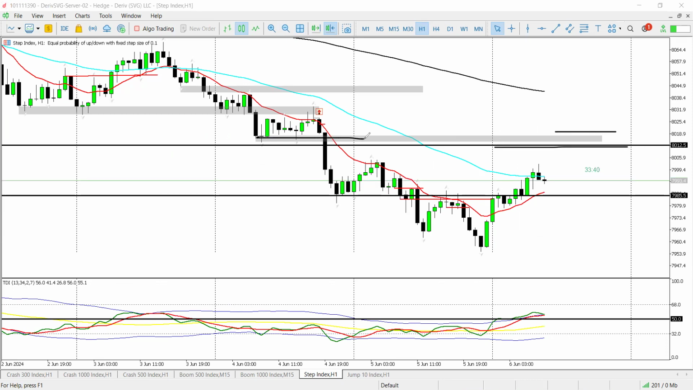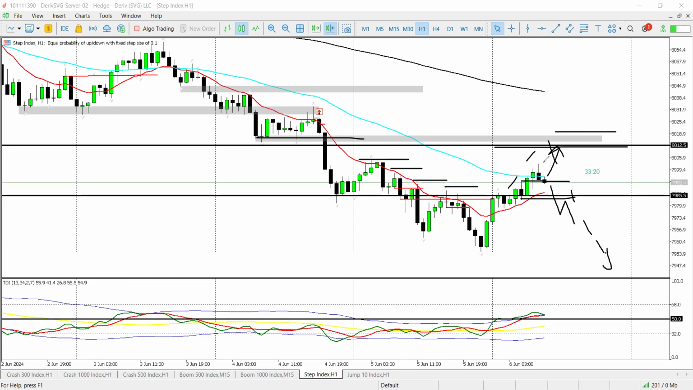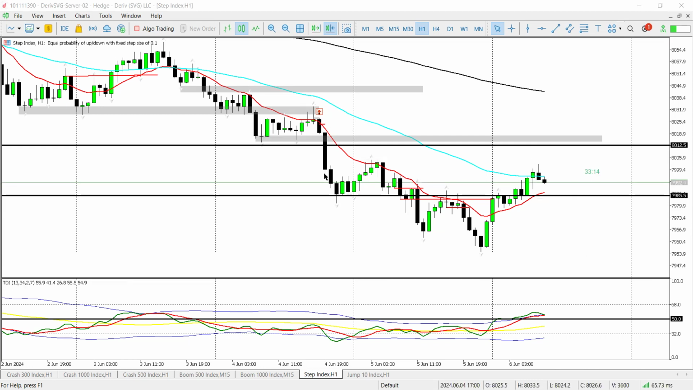You can see this level was broken and not retested. So price can still come take out anyone who's trailing these sells, take them out, then still drop. That's also a possible play. So as long as we stay above this order block, this price will go up. But if we do come below and the current day's candle turns bearish, then we can start looking for sells. So I think that's the best way to approach step index if you're trading it. I won't be executing any trades on this today.